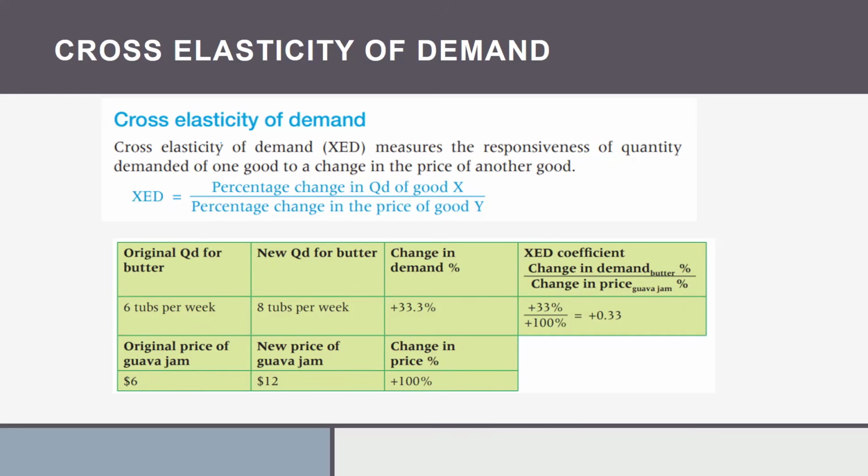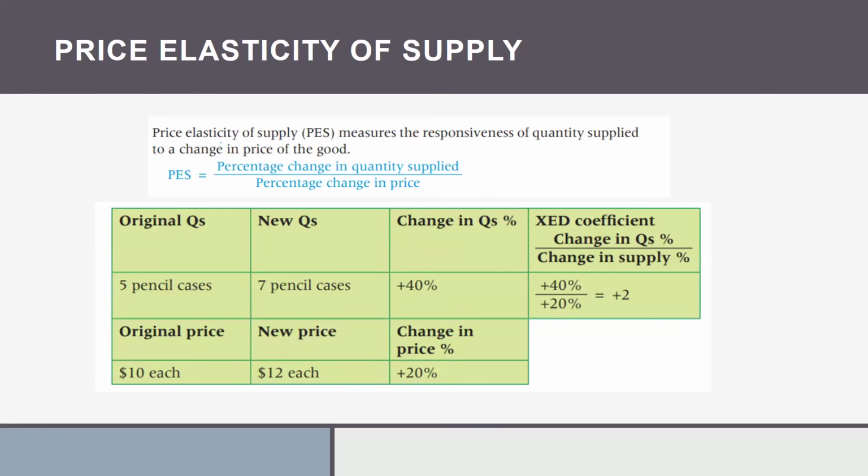Again, the only way around it is to learn it off and practice. And then last but not least, the price elasticity of supply: the percentage change in quantity supplied due to a percentage change in price. Again, it's calculated the same way. The percentage change in quantity supplied will be the change in supply divided by the original supply.